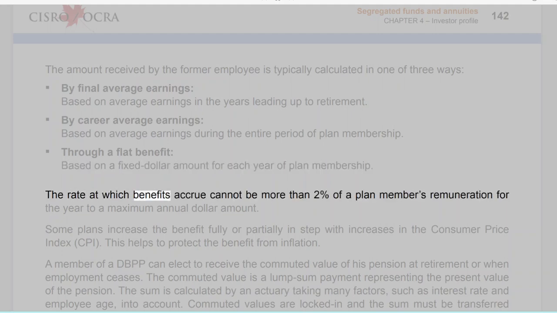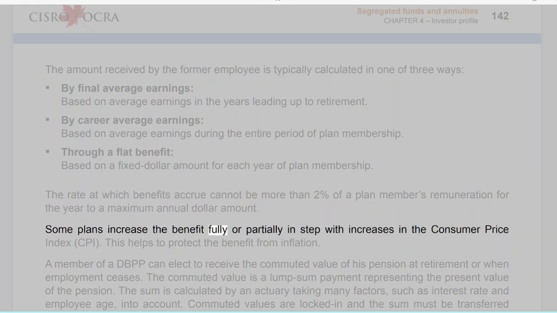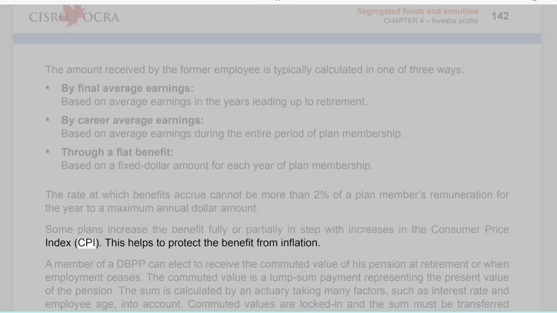The rate at which benefits accrue cannot be more than 2% of a plan member's remuneration for the year to a maximum annual dollar amount. Some plans increase the benefit fully or partially in step with increases in the Consumer Price Index, CPI. This helps to protect the benefit from inflation.